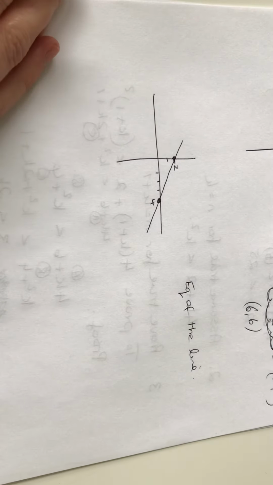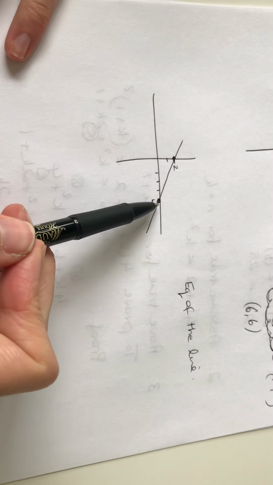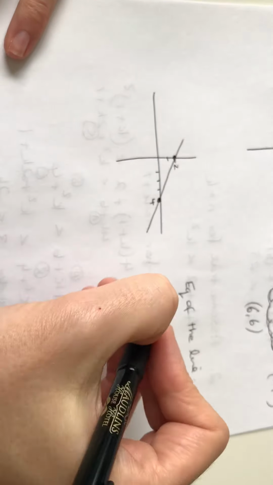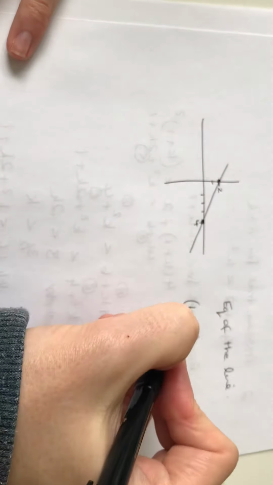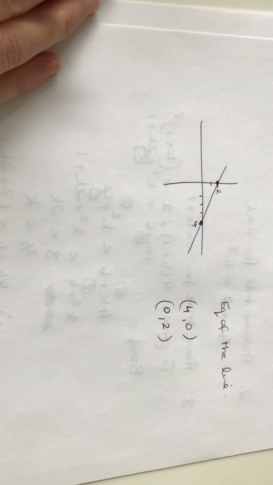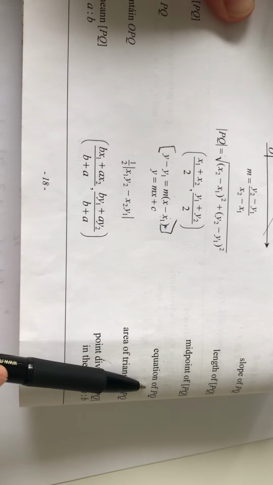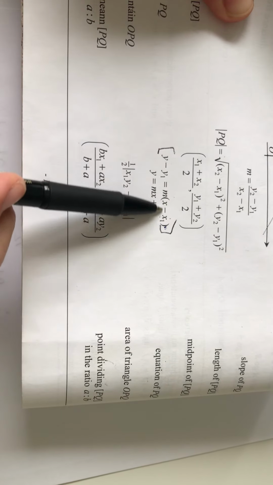Now, what can you tell from the diagram? You can tell that the point 4, 0 is on the line. You can tell that the point 0, 2 is on the line. How do I find the equation of that line? Again, if you can't figure it out in your head, go to the log tables and see if there's anything that will help. And there is. There's 2 things here that will help.